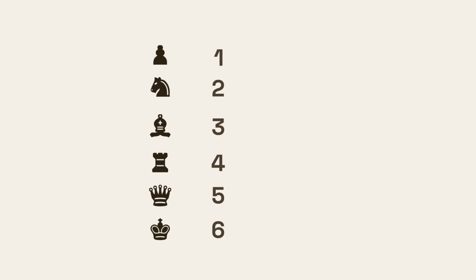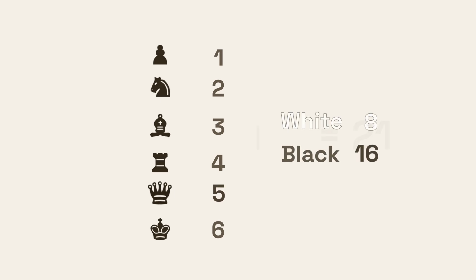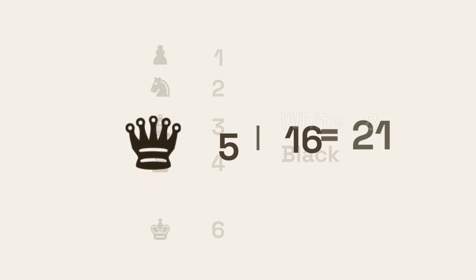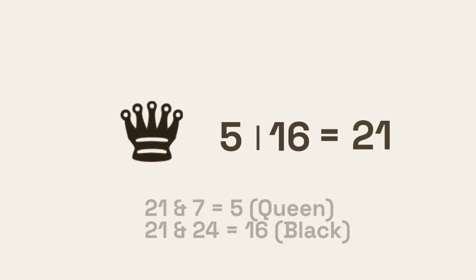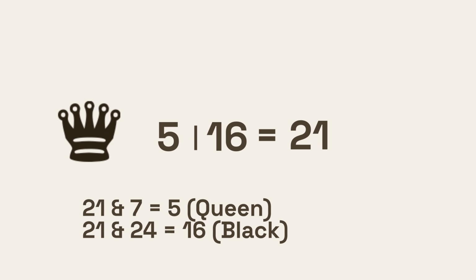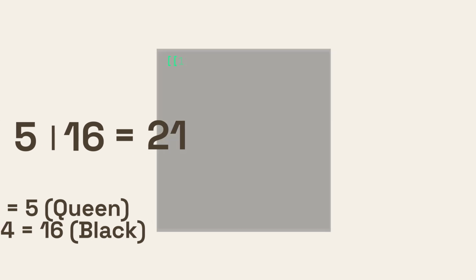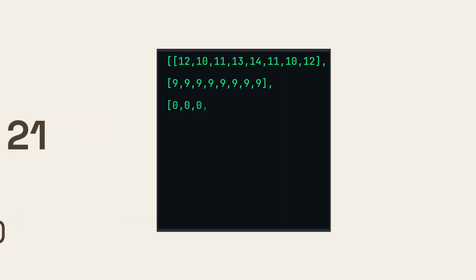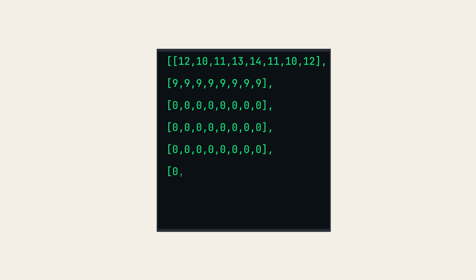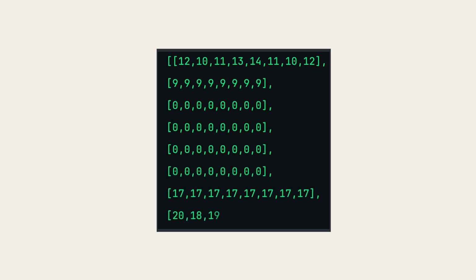Colors are powers of 2. White is 8, black is 16. Combine them with a bitwise OR, and a black queen becomes 21. Pull them back apart with AND and you've got your piece and color back. One number, all the information. The whole board is just a 2D list of these. That's it. That's the board.